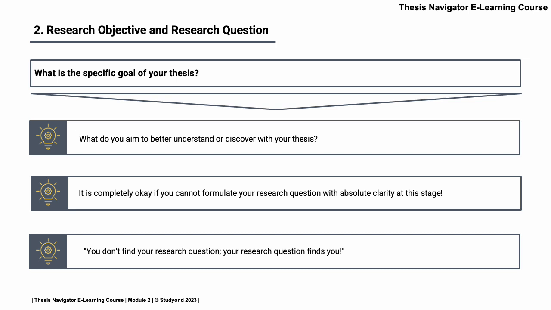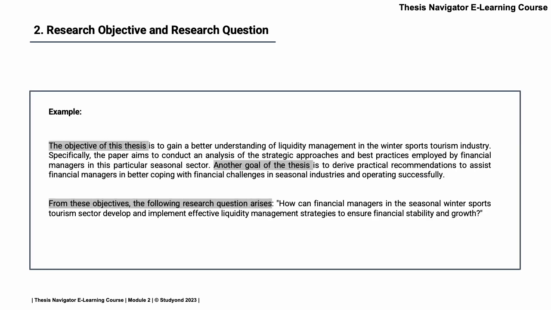The reason lies simply in the fact that at the beginning of every research project, one knows little about the actual topic and only begins to understand the actual details and connections of the respective topic during the research process. As already explained in Module 1, this is why we have the following saying in academia: you don't find your research question, it finds you. A concrete example of how you can concisely formulate the research goal is shown on this slide. If you like, you can pause here and read the example at your own pace.